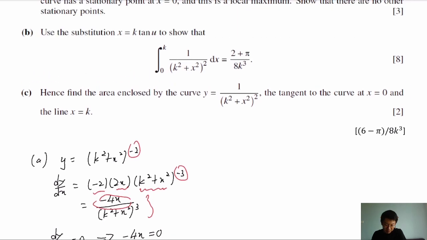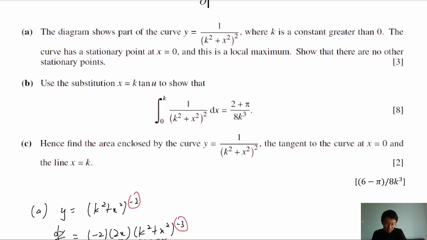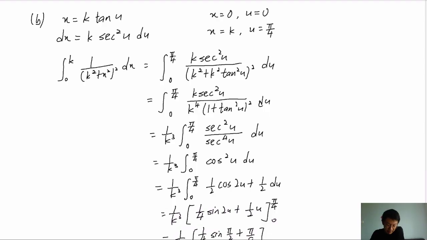So next one. Using the substitution x equals k tan u, show that this integral is equal to the expression here. So if we start with the substitution where we have x equals k tan u, in this case we need to find dx/du. So we have dx equals k sec squared u du. So we know differentiate tan, we get a sec squared from there.